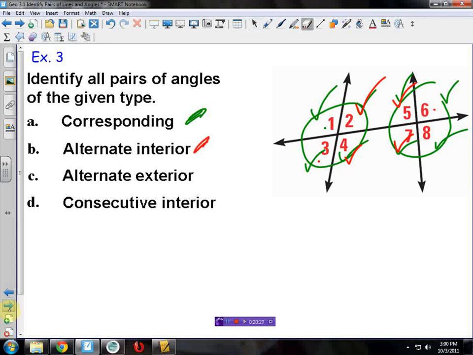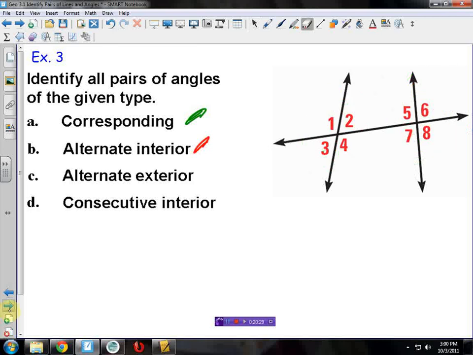Let me clear up some space, and then we'll go to blue. Alternate exterior, okay? Alexis. 1 and 8, good. Jesse. 3 and 6, good.